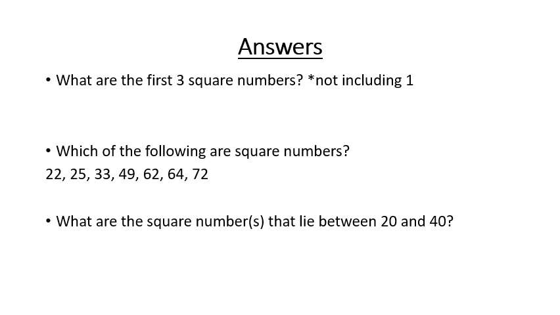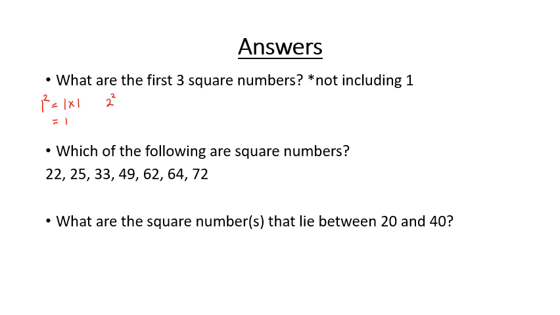Okay, so let's see how you went. The first question says, what are the first 3 square numbers not including 1? Because obviously 1 squared is equal to 1 times 1, which is just equal to 1. But we're looking for the next 3 after that.